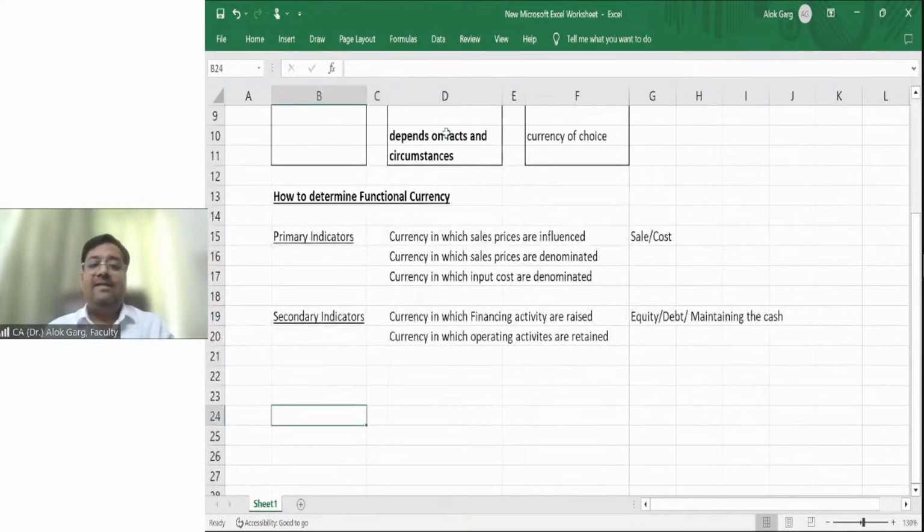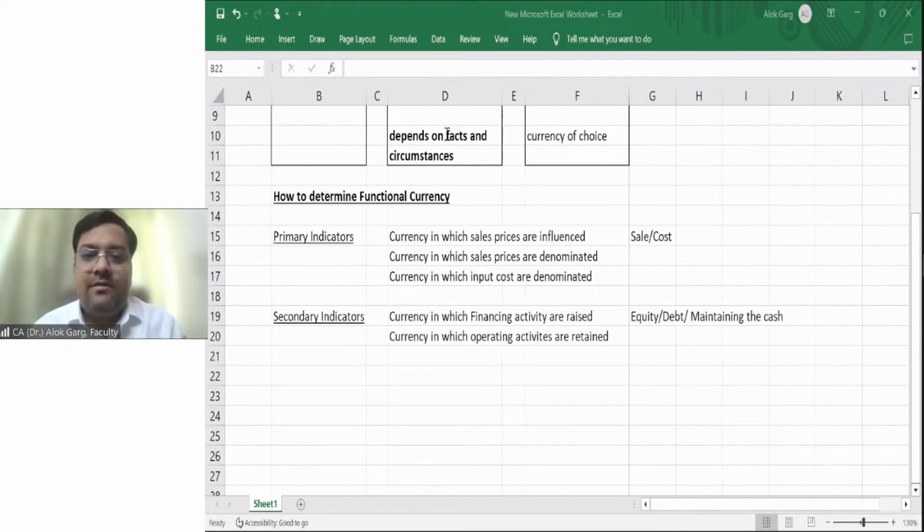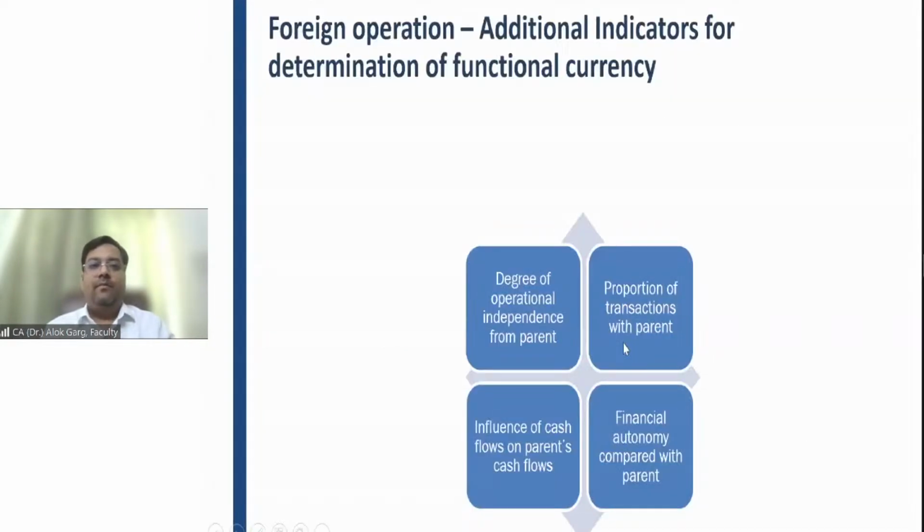Now, friends, let's discuss the identification of a functional currency of a foreign operation, right? Of a foreign operation. Yes, I'll share this Excel file. And how to identify the functional currency of a foreign operation? So for a foreign operation, there are additional indicators for determination of a functional currency.